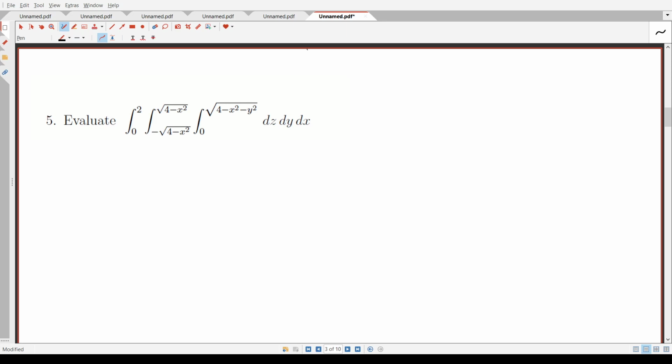Okay, so if I do, actually, I'm going to do it both ways. So when I worked this problem, how did I do it? I did this one in spherical. Okay, but let's do it both ways.